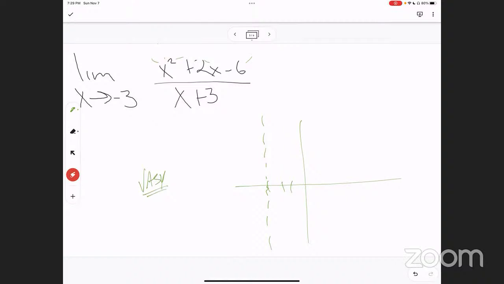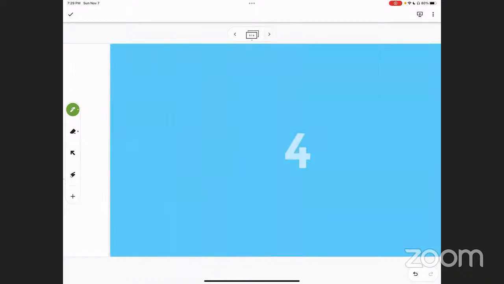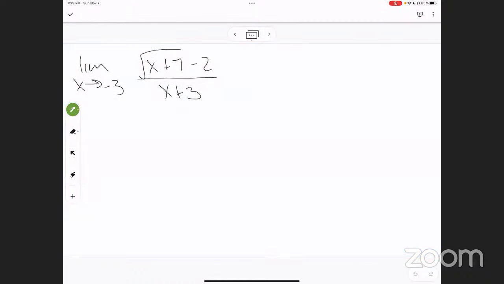If the multiplicity was even, if this was squared, then they would both be approaching the same direction. So if that was the case, we'd have to do more work because there might be a limit. But since it's odd, I know that the answer to this does not exist. There's no limit because it approaches from opposite directions. Got it? Yeah. All right.